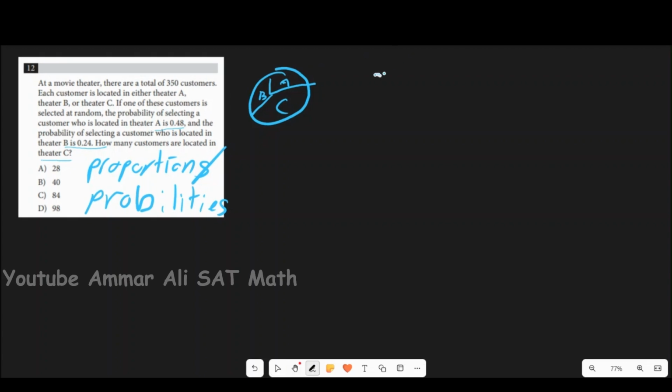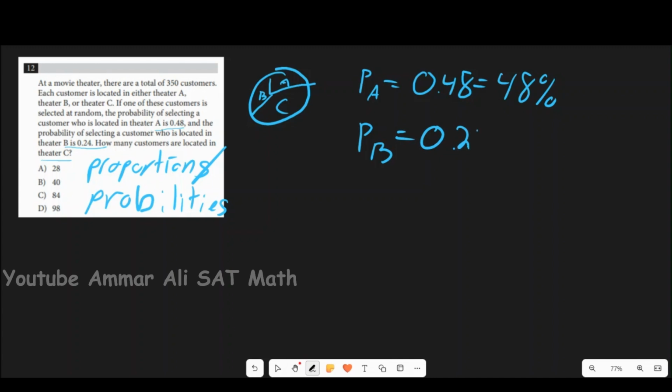So let's write out what we know. We know that the probability of somebody being in A, P of A, is 0.48, or as a percentage, 48%. Now, the probability of B they also gave us, that would be 0.24, which would also be equal to 24%. There's a 24% chance somebody is in Theater B.